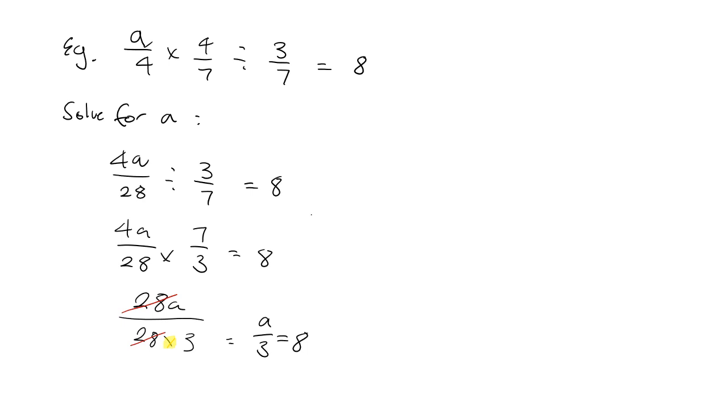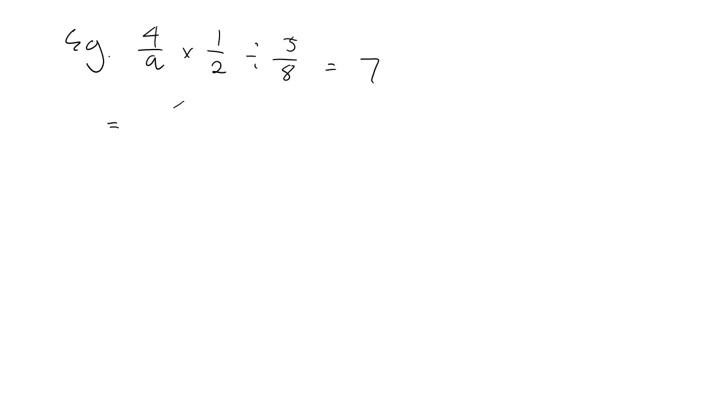So to isolate a, we need to times 3 to both sides. So we do a over 3 equals 8 times 3 to both sides, a equals 24. So that is the solution to our problem, a equals 24. Okay, let's try one more of these. This one will be easier. So let's say we have 4 over a times 1 over 2 divided by 5 over 8 equals 7.